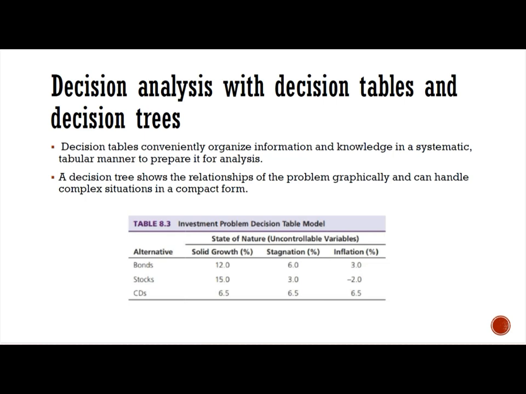Payoff, mathematically, and what we have. So if we have alternatives: bonds, stocks, or CDs. Solid growth, 12, 15, and 6.5%. Stagnation and inflation. What effect will it have?